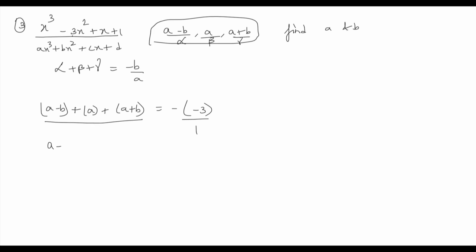On further solving you get a minus b plus a plus a plus b. b gets cancelled and you are left with 3a, which is equal to 3, and a is equal to 3 by 3. Your answer is 1. a equals 1.